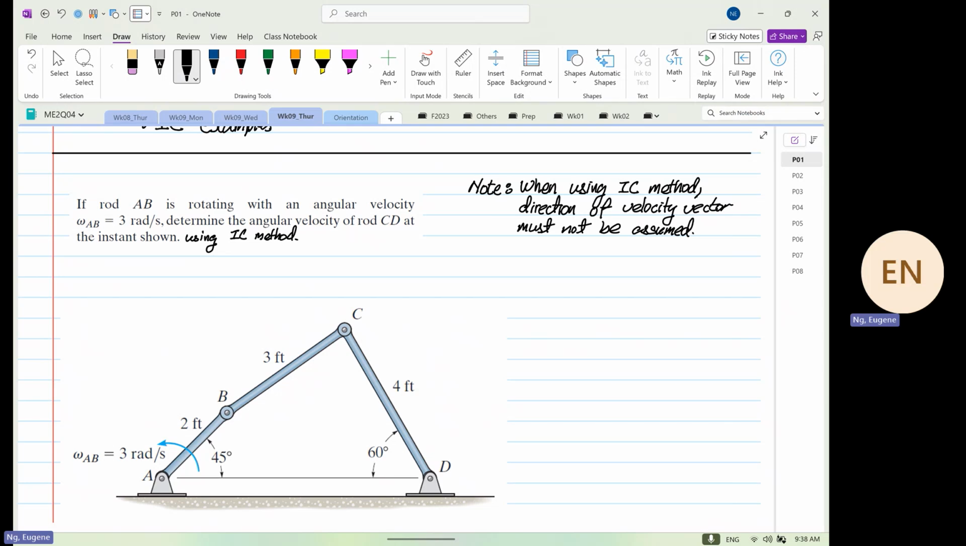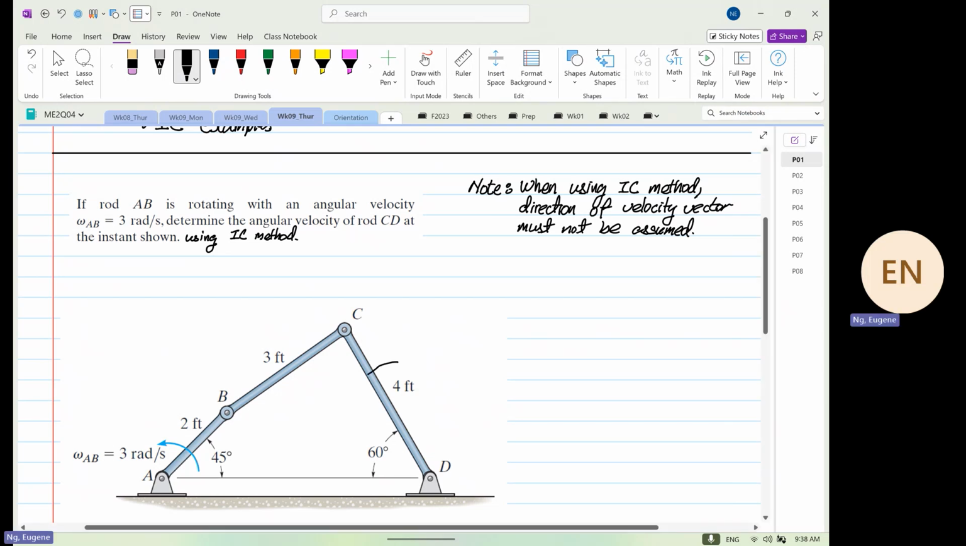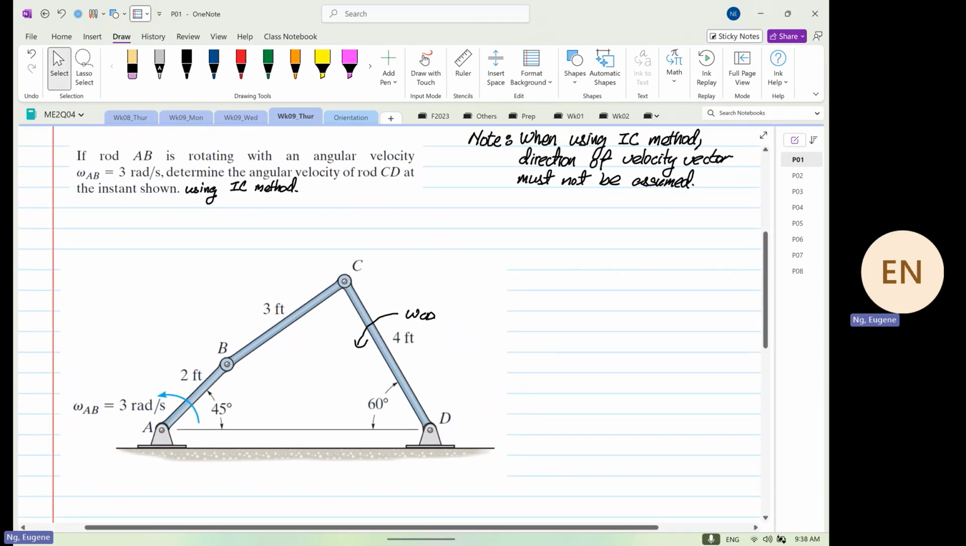Okay. So for this question, we want to determine what is our omega CD. Okay. So how this thing is propelled is we are given omega AB is equal to 3 radians per second. Okay, so we are given a boundary condition, or we are given a few boundary conditions, that omega AB is equal to 3 k radians per second, positive.